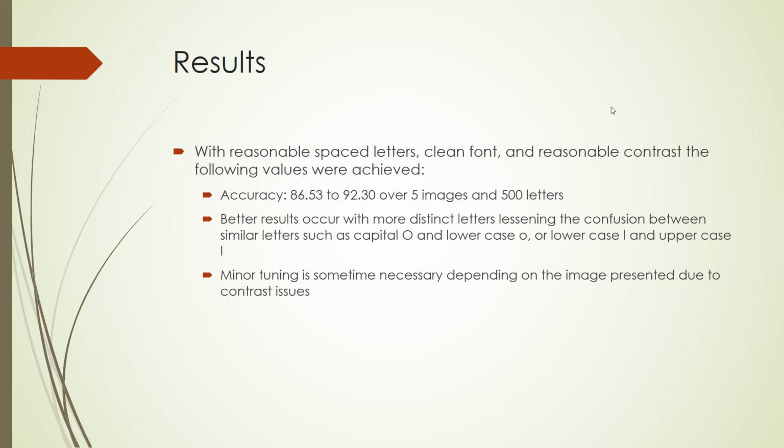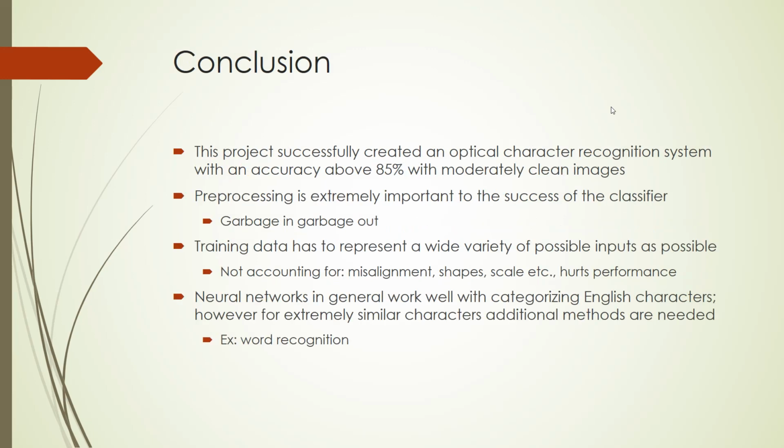As well, minor tuning had to happen on the image processing side, just because you have contrast differences, and that's going to lead to a little bit more or less noise depending on what the image is. So in conclusion, we were able to achieve an accuracy above 85% with moderately clean images. Just some of the lessons learned. Pre-processing was really important to the accuracy of the system. If you have a lot of noise or poorly centered data and things like that, it's not going to perform well.